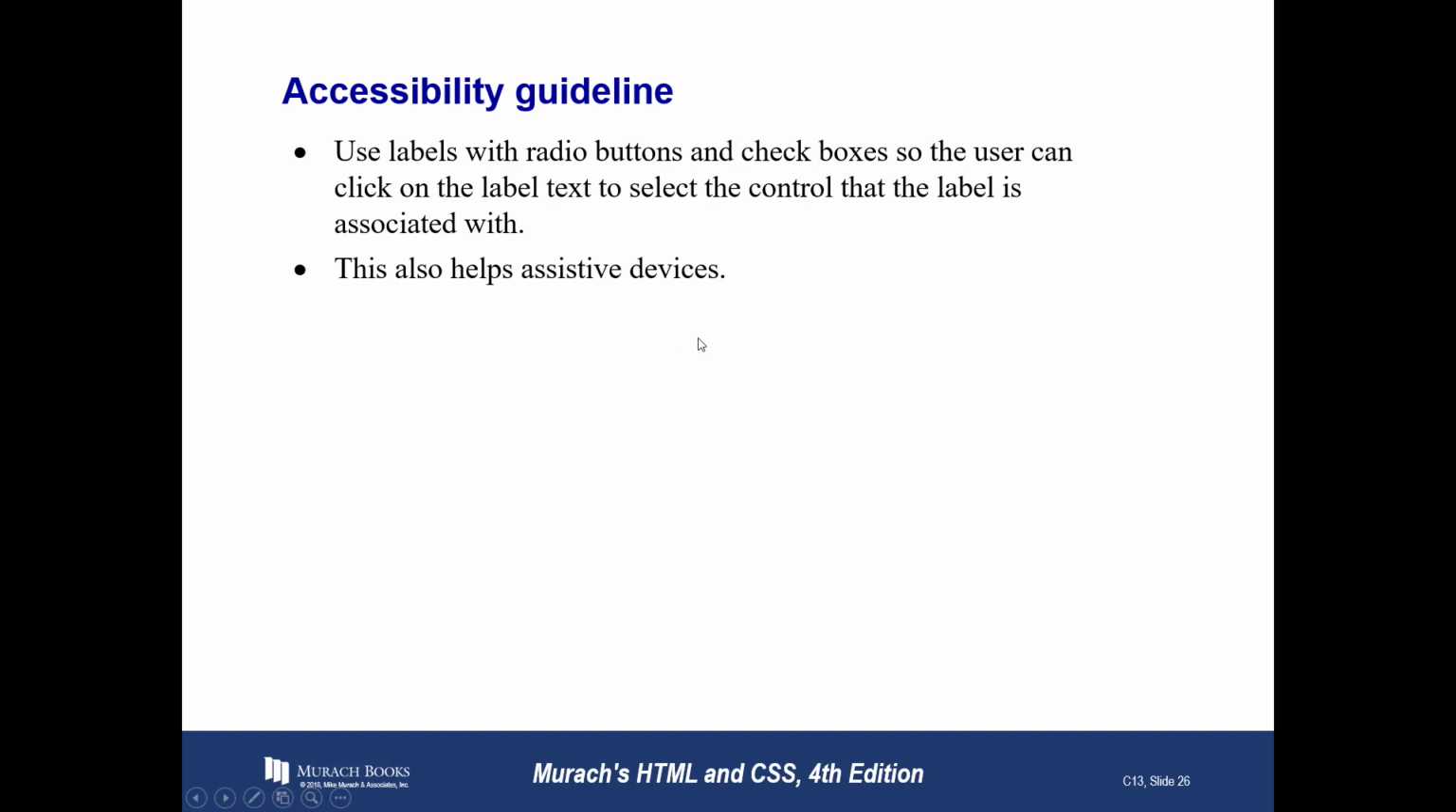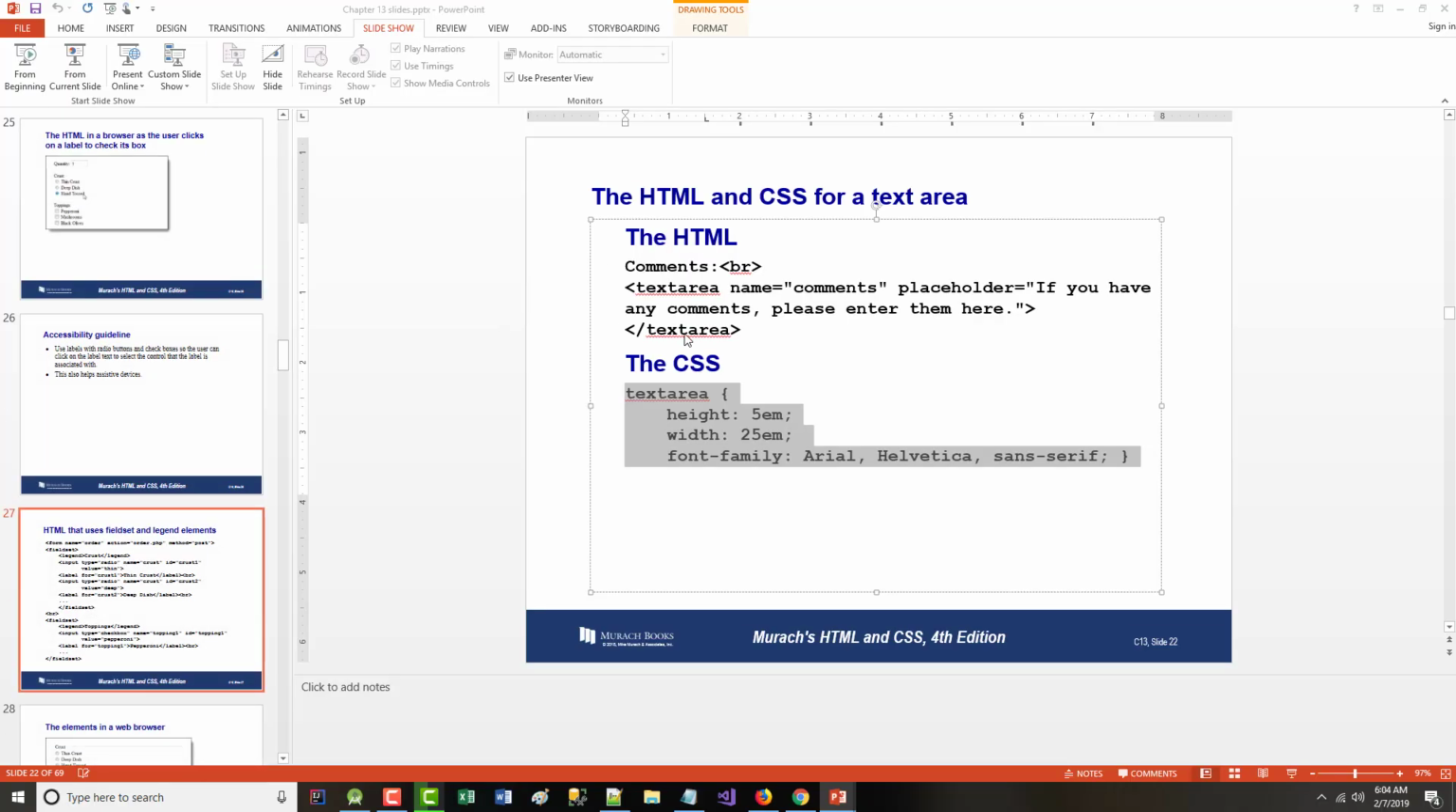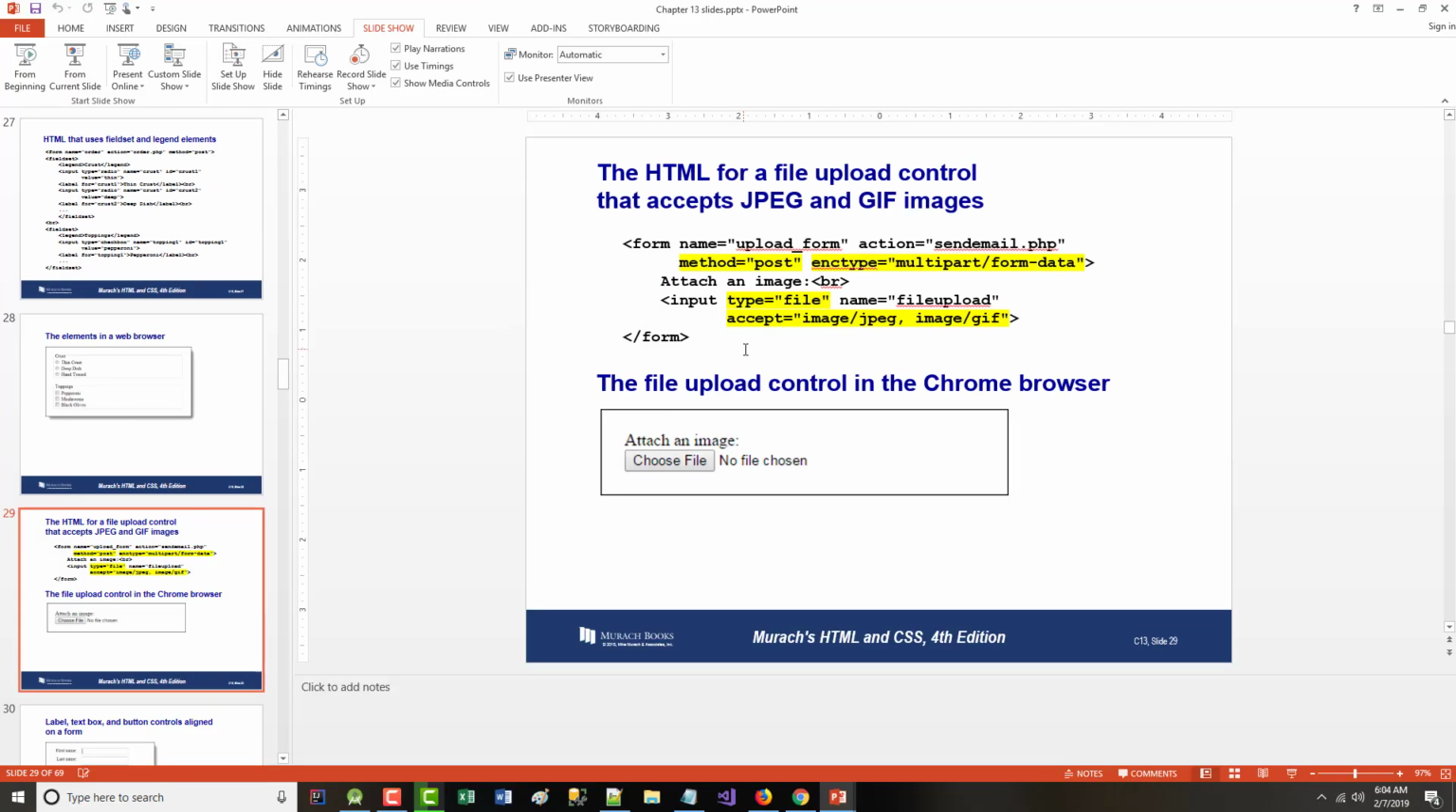Accessibility guidelines. Notice, use labels with radio buttons and checkboxes, so the user can click on the label next to it to select the control that the label is associated with. As it says, this can also help with assistive devices. This is what I wanted to show you, which was a field set and a legend. So let's do this. Again, I'm going to just grab what the author has here.